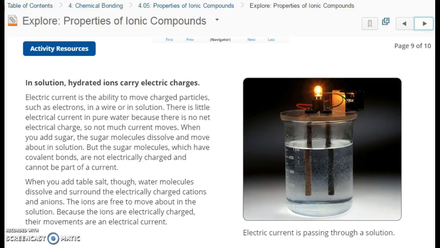When you add sugar, the sugar molecules dissolve and move about in solution, but the sugar molecules, which have covalent bonds, are not electrically charged, and therefore they don't help with the current. They can't be part of it. When you add table salt, though, water molecules dissolve and surround the electrically charged cations and anions. The ions are free to move about in the solution. Because the ions are electrically charged, because you have that positive and negative, their movements are an electrical current.